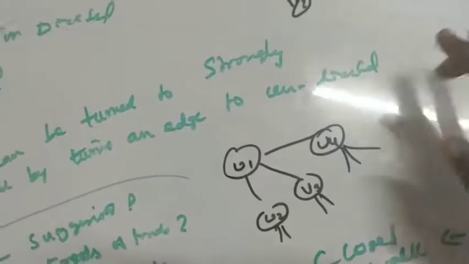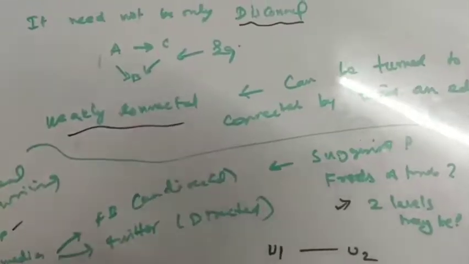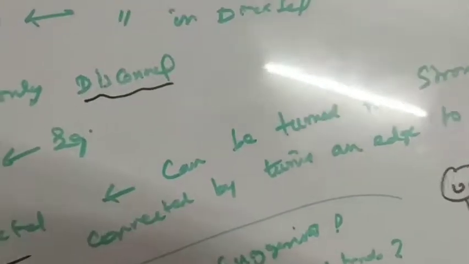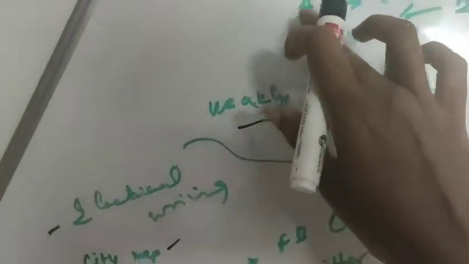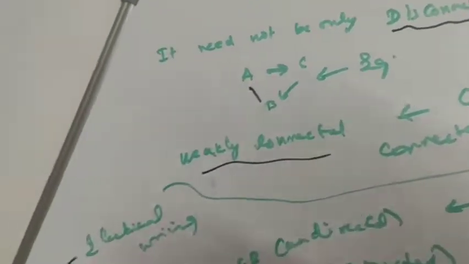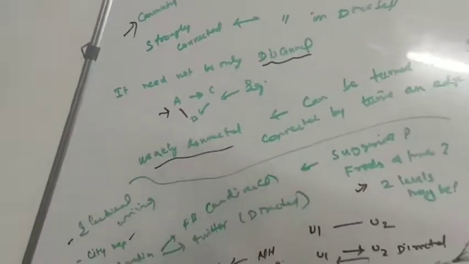So this is a disconnected graph, which is not strongly connected, right? Which is not connected also. I was imagining something like this when they talk about strongly connected, but it may not be applicable only for that. Still, it is not strongly connected. But if you see this graph, this is also not strongly connected because you cannot reach A from C. It's weakly connected. By turning this into an undirected edge, you can. So this is also an example of a not strongly connected graph.